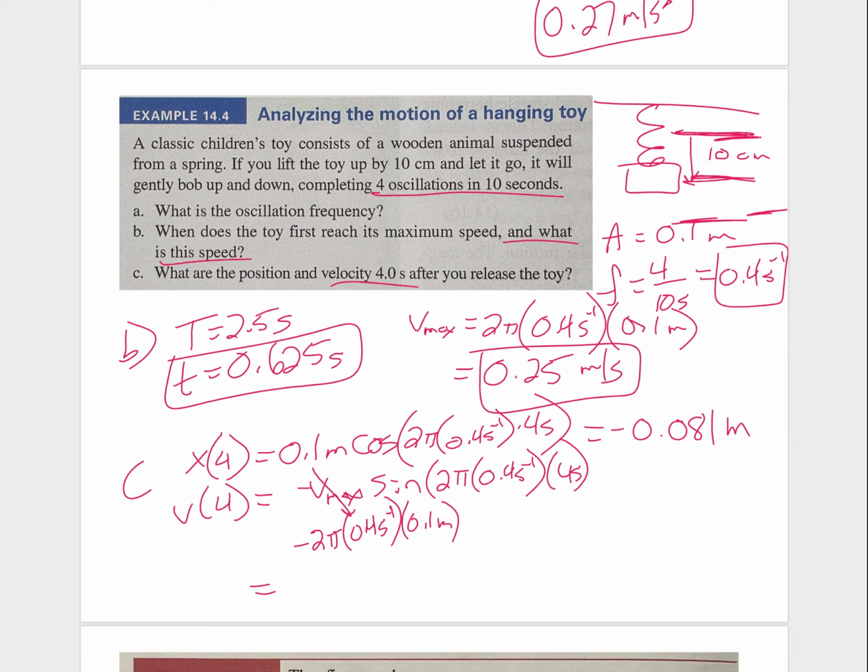What is our answer? You might want to pause, it's going to take me a while. 0.14777. Is that what we said? 0.14777, okay. So if we go to 2 decimal places, this is going to be 0.15 meters per second, and we're done.